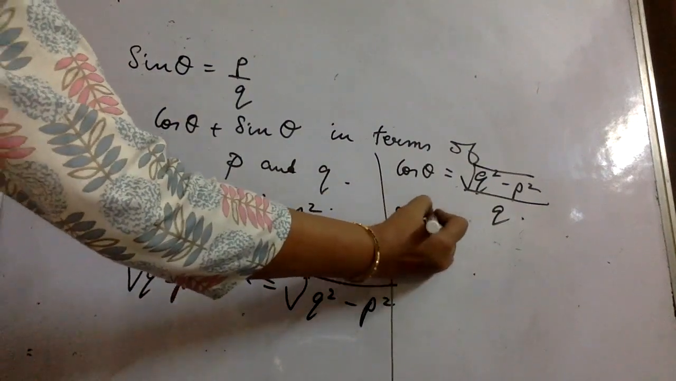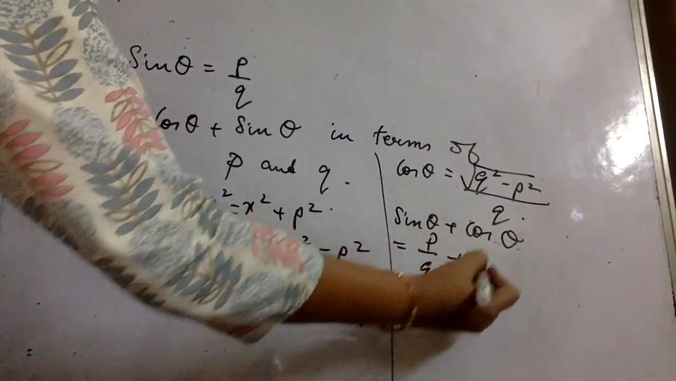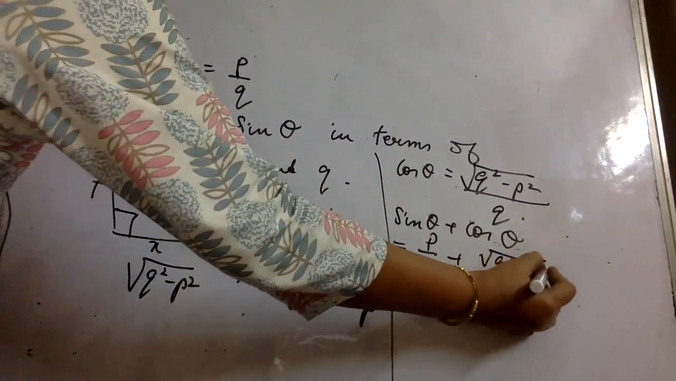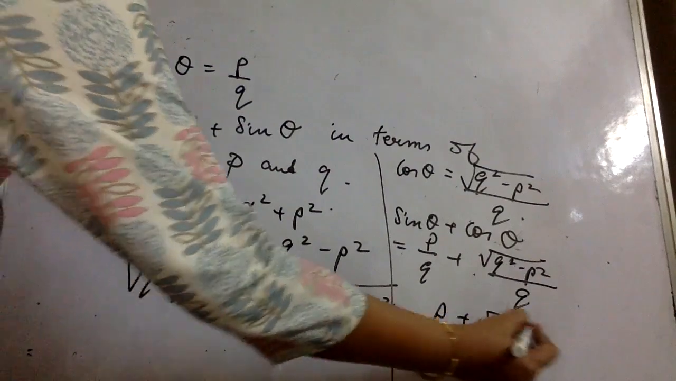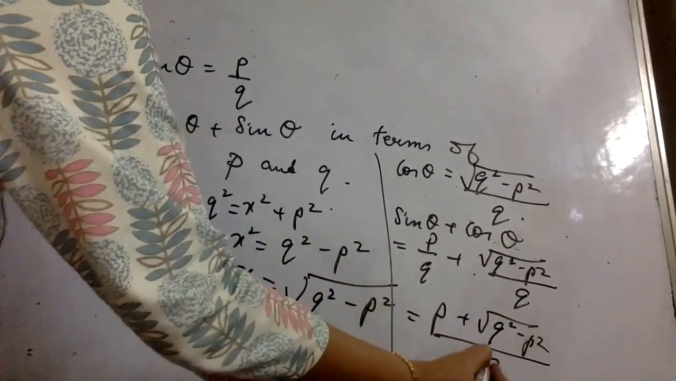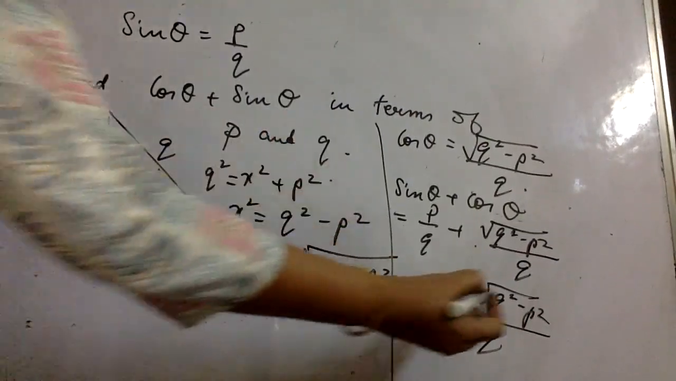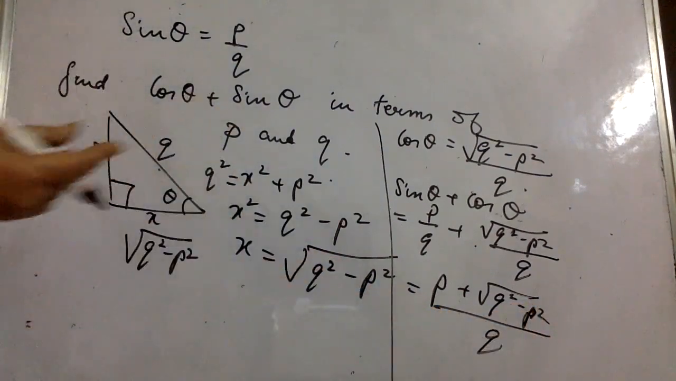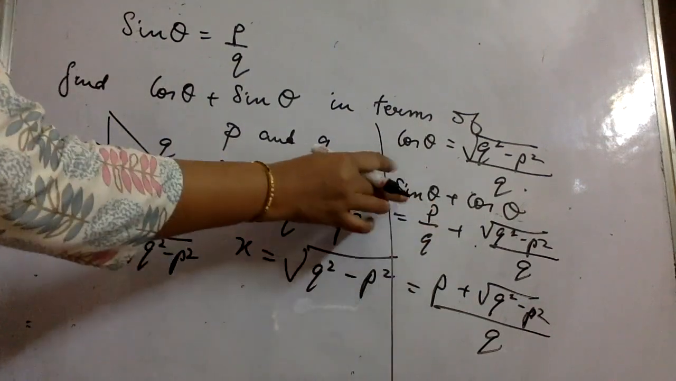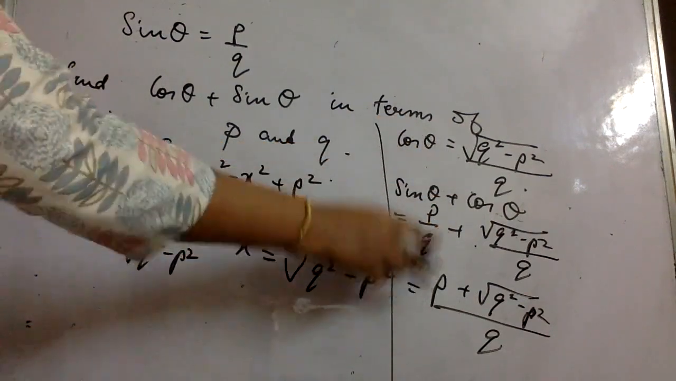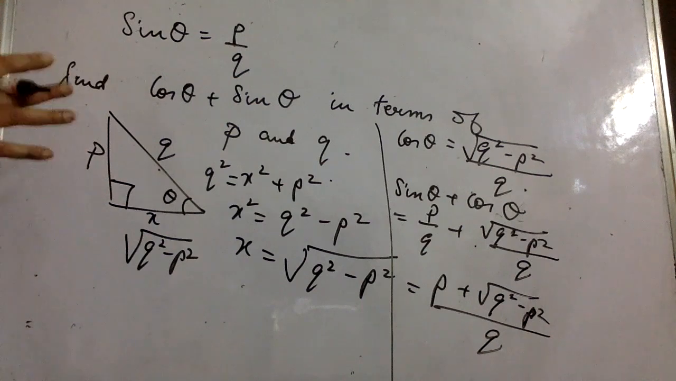Now I am going to add sin theta plus cos theta, that is equal to p by q plus root over q square minus p square by q. And that is p plus root over q square minus p square by q, just a fraction addition. There's not much you can do after this. We can't proceed beyond this, because without knowing the value of q, we can't proceed with our calculations. So this is our final value of sin theta plus cos theta in terms of p and q. How we found all three sides just in terms of p and q is shown here.